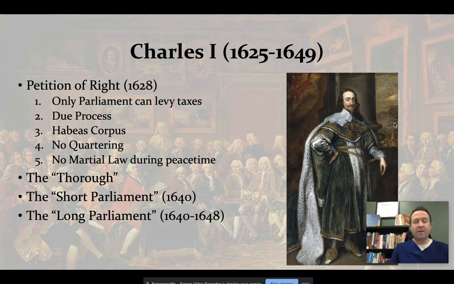And this is because they're at their last straw. They're ticked off. Both House of Lords, House of Commons are ticked off at the king. And so they say, okay, you want tax increases, we'll give them to you, if and only if you agree to our demands, including basic legal rights for citizens. So these provisions included: number 1, only Parliament has the right to tax. So they're reaffirming their right to tax.